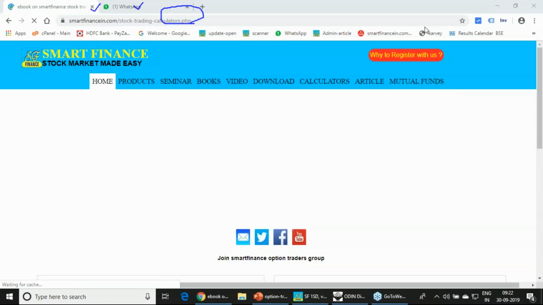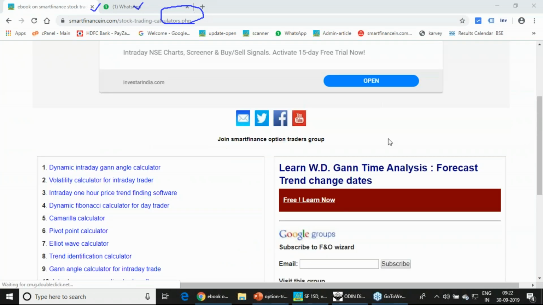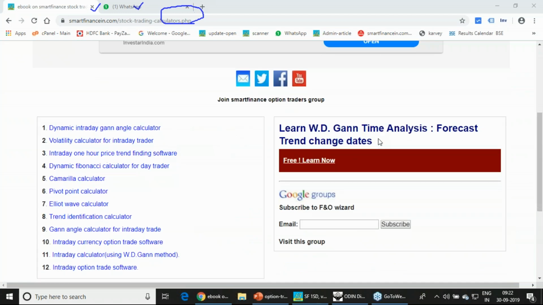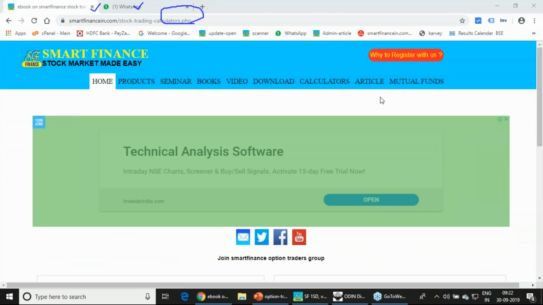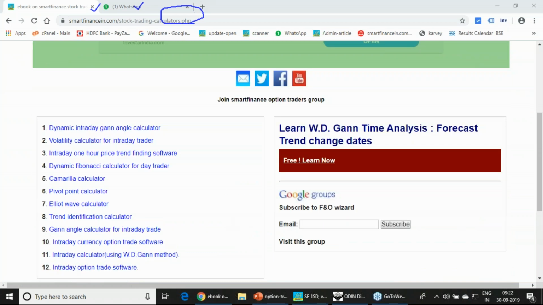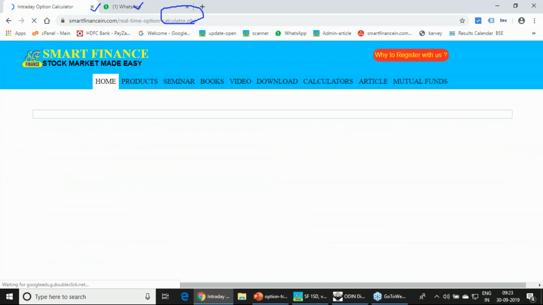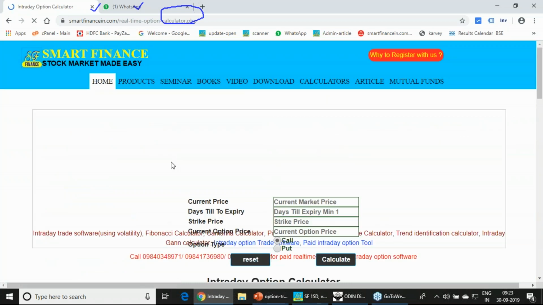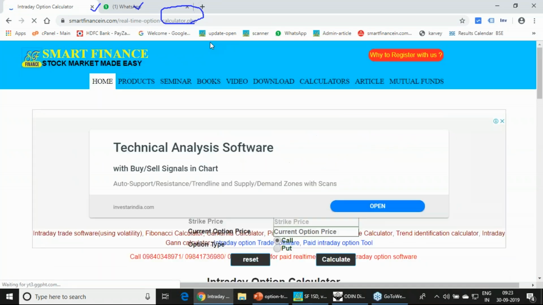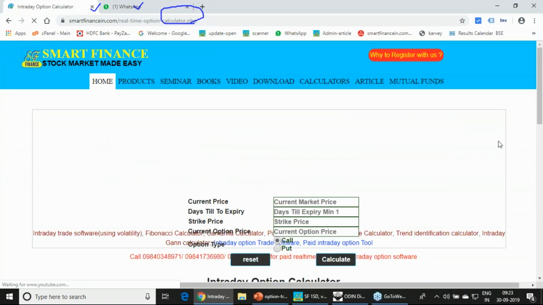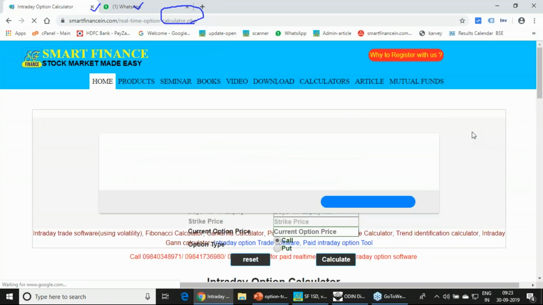Those who do not have our paid software, which is fully automated, can use our free stock also. Here if you go to the calculator link, you can get one intraday option trade software. Currency option trade also we have given as one separate calculator format. Once you go to this particular page, you can punch in some data, then only you can do these things.